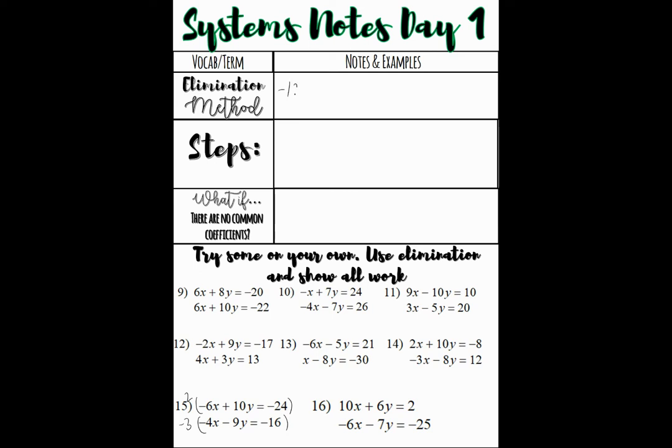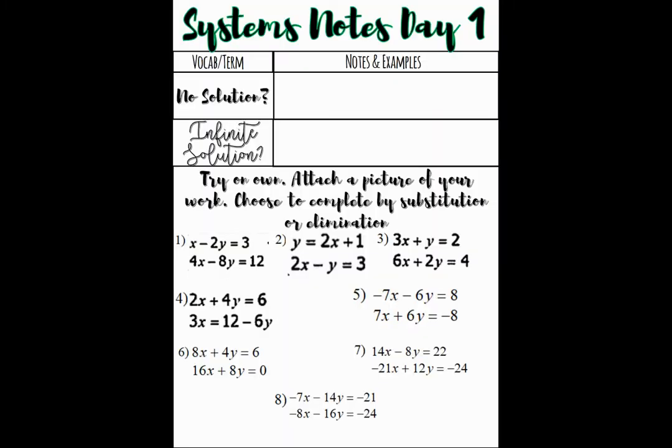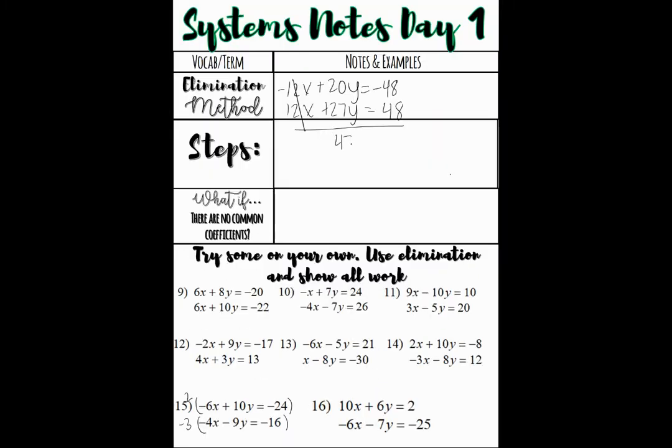So we get negative 12x plus 20y equals negative 48. The bottom is 12x plus 27y equals 30 times 16, which is 48. So the x's cancel out. We get 47y equals 0. So y is 0.